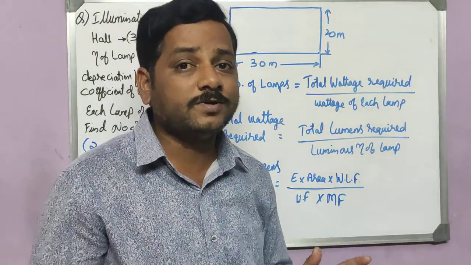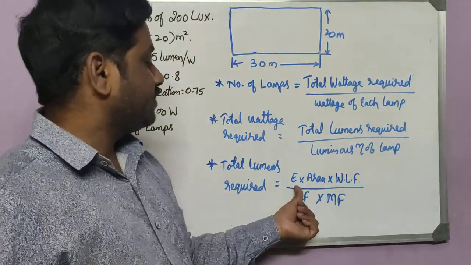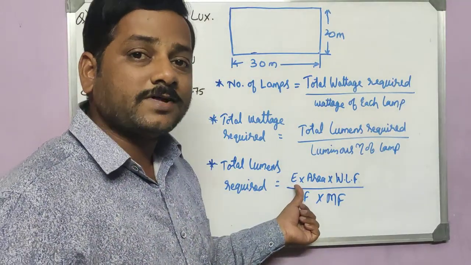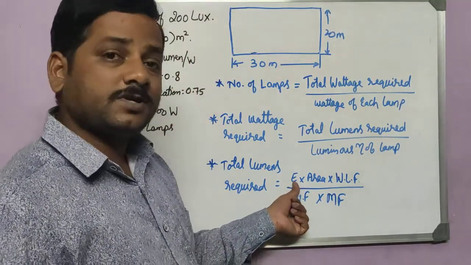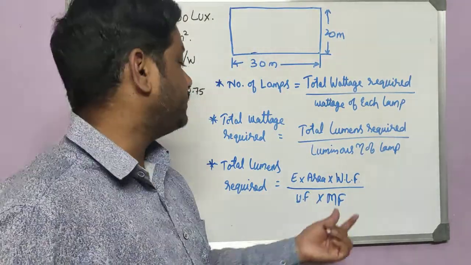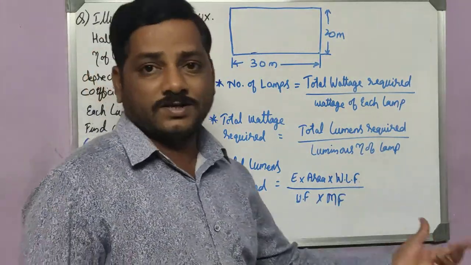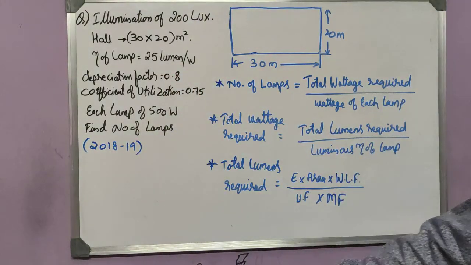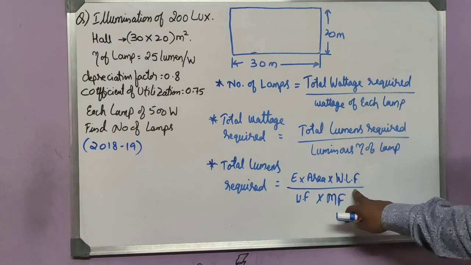There is a difference between illumination and luminous. You can go through the theory point which I have explained already. This is illumination, the area of the hall where we need to get the light effect, and WLF, which is nothing but the waste light factor.